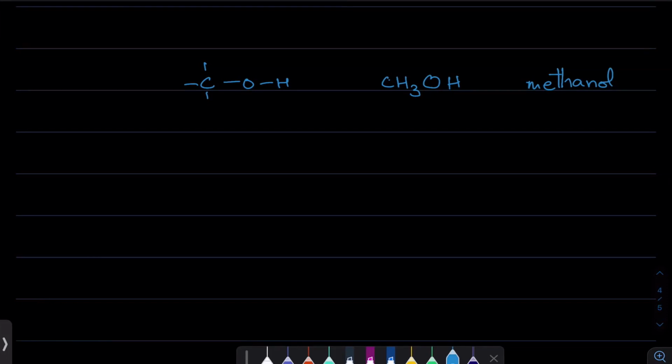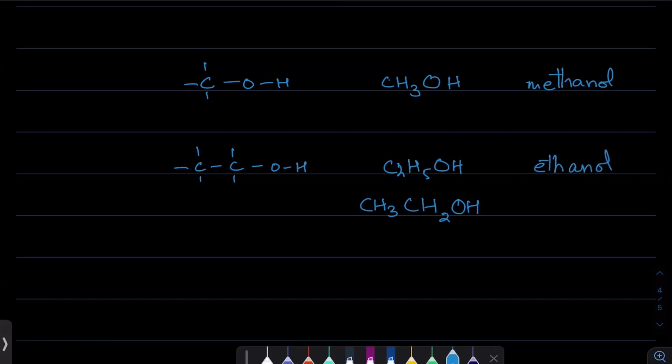Let's try one more. So 2 carbons, one of them with OH, and there you go. So this one is C2H5OH. ये इसका molecular formula कह सकते हैं इसको, and this one, the second one is CH3CH2OH. This is the structure formula. This has eth, 2 carbons, and ethanol because it has ol in there.